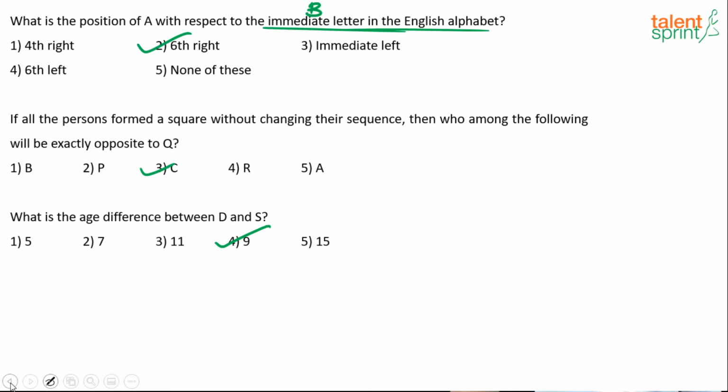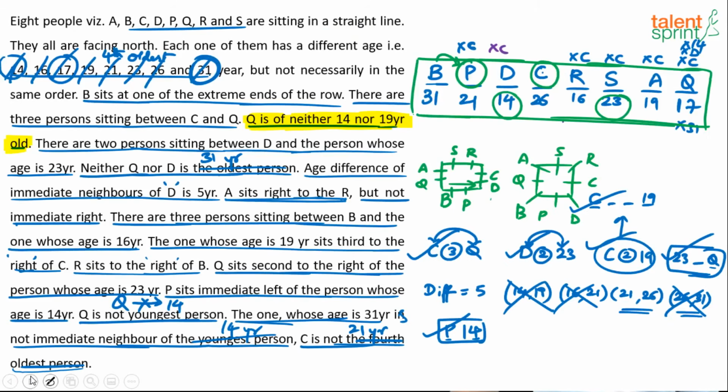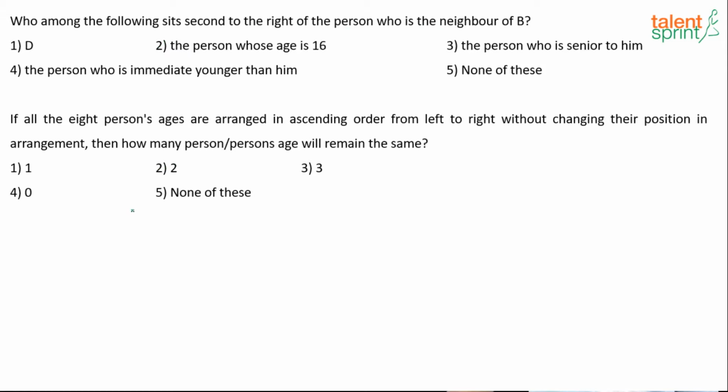By the way, C is not directly given in the options there. What is the age of C? 26 years. So the person whose age is... Is it D? No. Is it 16? No. See, the answer is C, who's 26 years old. So let's find out the appropriate option here. D is not the answer. The person whose age is 16 is not the answer.